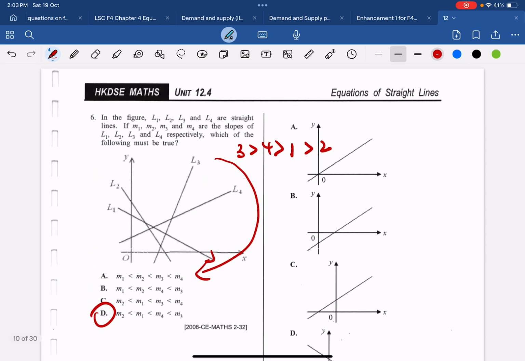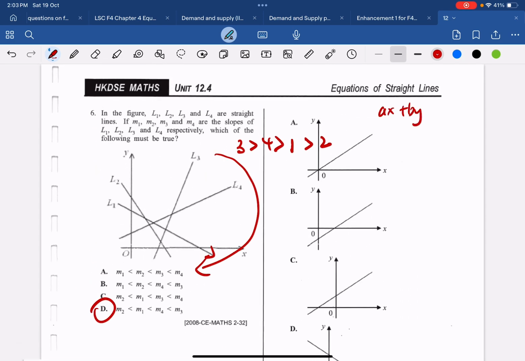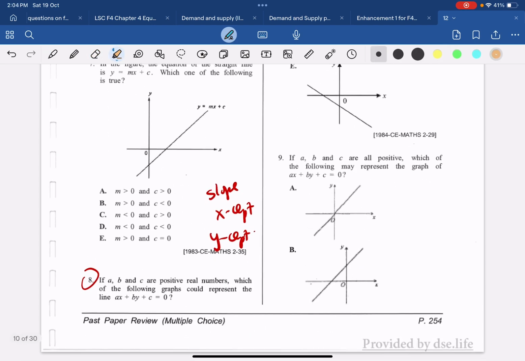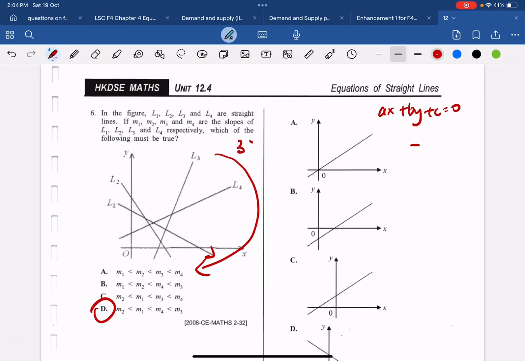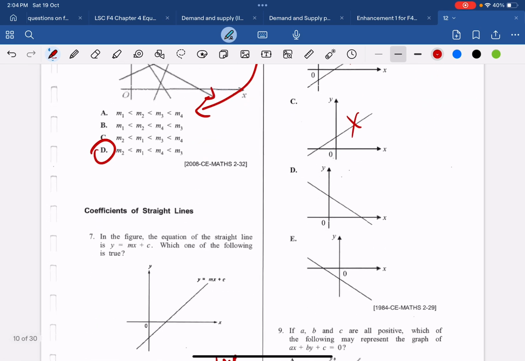This time the equation is AX plus BY plus C equals 0, and one important thing the question tells us is that A, B, C are all positive, which means the slope will be negative A over B, right? A, B are also positive. So you know the slope will be negative. So for sure A is wrong because the slope of A is upward sloping, so the slope should be greater than 0. B, C is also wrong. So this leaves us only D or E.